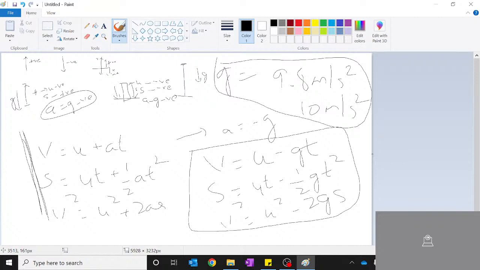Now you've understood this much. All you have to do is, this is all there is to motion under gravity. Your a gets replaced by minus g, and the same equations that you have will be applicable in this case as well. The only difference is on your sign convention. Whatever goes up is positive, whatever comes down is negative. And your value of g is defined, either 9.8 or 10.